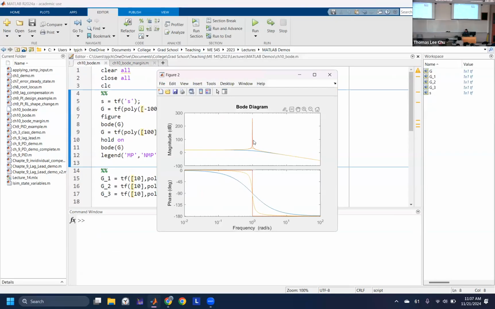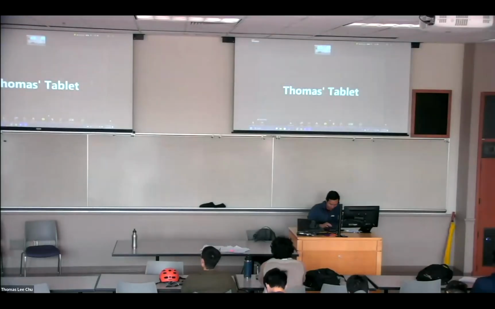Here's the example I just did earlier. The red line is our undamped system. The blue line is our critically damped system, and our orange line is a value in between, an underdamped system. Okay, so that wraps up half of chapter 10.